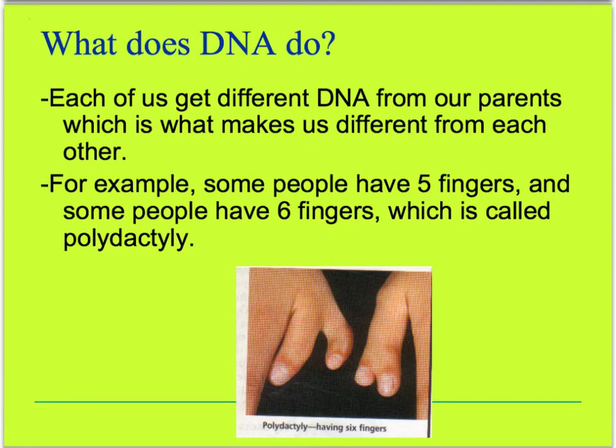Looking into more detail of what DNA does, each of us gets different DNA from our parents, which is what makes us different from each other. It gives us traits like our hair color, our eye color, our blood type, whether we make all the necessary enzymes to digest our food. It also gives us the number of fingers in our hands. So for example, most people have 5 fingers, but some people have 6. It's a genetic disorder called polydactyl.